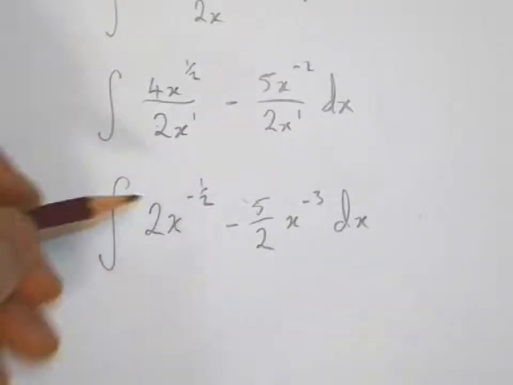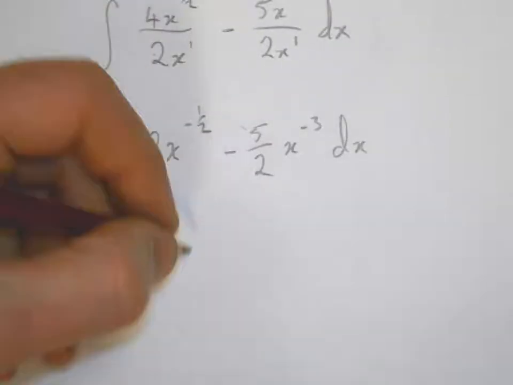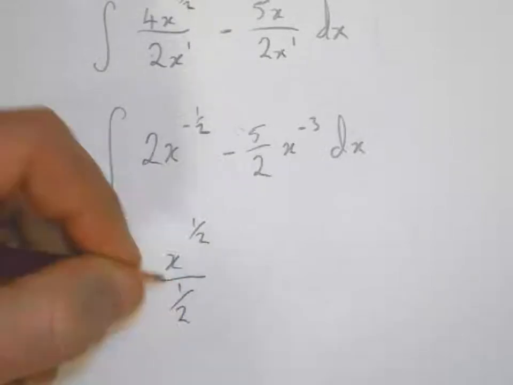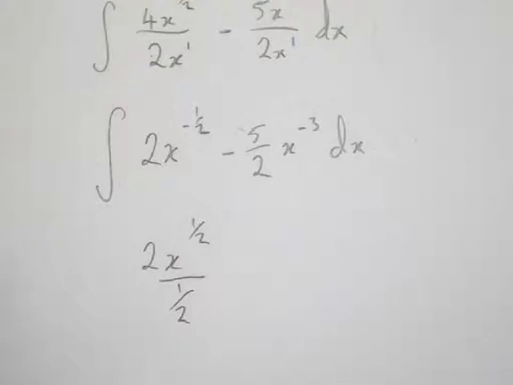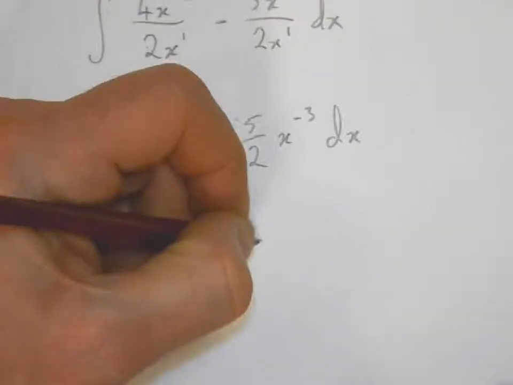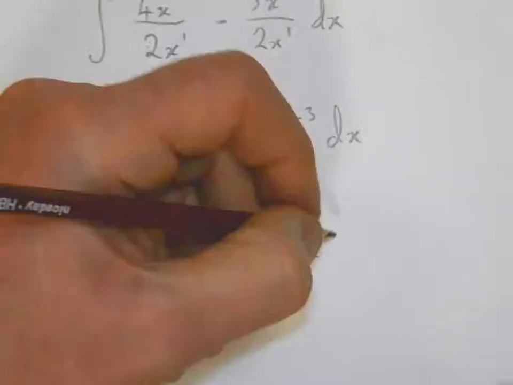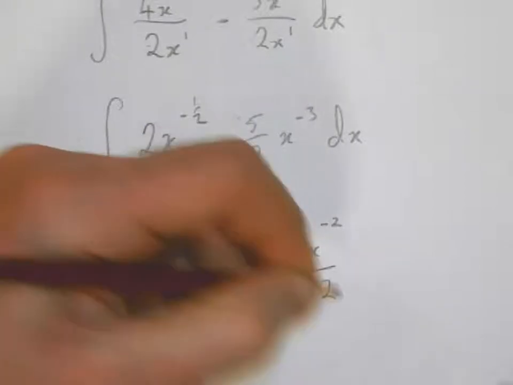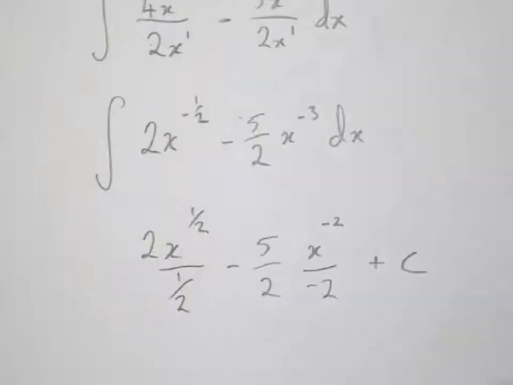So we can increase the powers by 1. So if I increase negative a half by 1, I get a half, and I'm going to divide by my new power, but remember there's still the 2 there at the front. On the other one, I've still got the 5 over 2 at the front, but then I'm going to increase the power by 1, so it goes up to -2, and then I divide by the new power. And remember this time, because it's not a definite integral, you've got to have plus c.